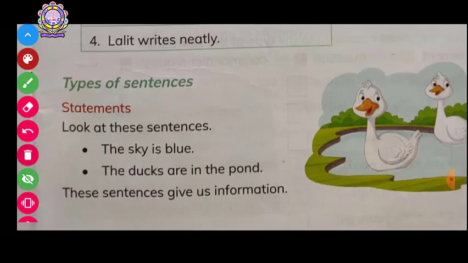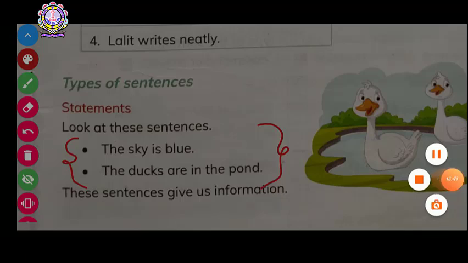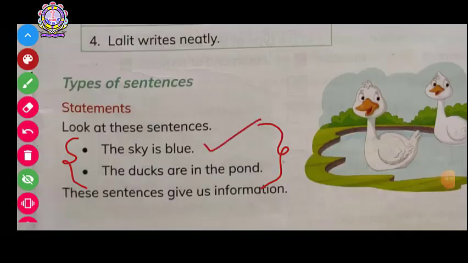Okay, let's look. The sky is blue. The ducks are in the pond. These sentences give us information. Now this paragraph is saying that these two sentences give us information. And what information are they giving us? They are saying the sky is blue. So you all know the sky is blue, and it is giving us information.